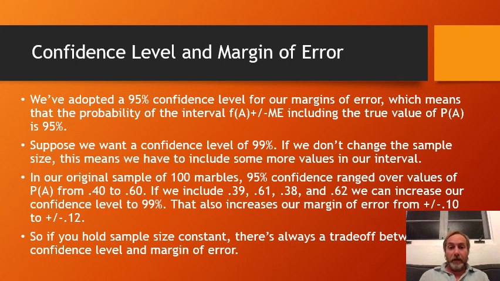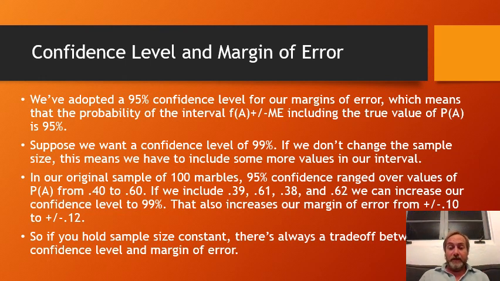So we've adopted a 95% confidence level as our standard. That means that the probability of the interval, relative frequency plus or minus margin of error, including the true value of the probability in the population, is 95%. Now, you could decide on a different standard. Maybe you want a confidence level of 99%. And if you don't change your sample size, that just means that your margin of error is going to get bigger.